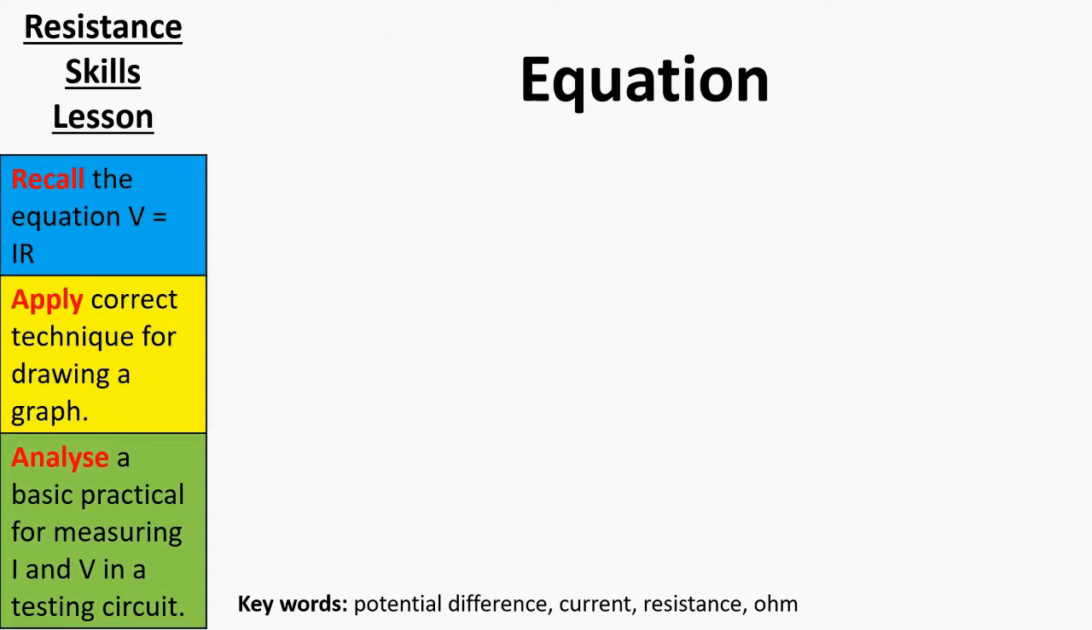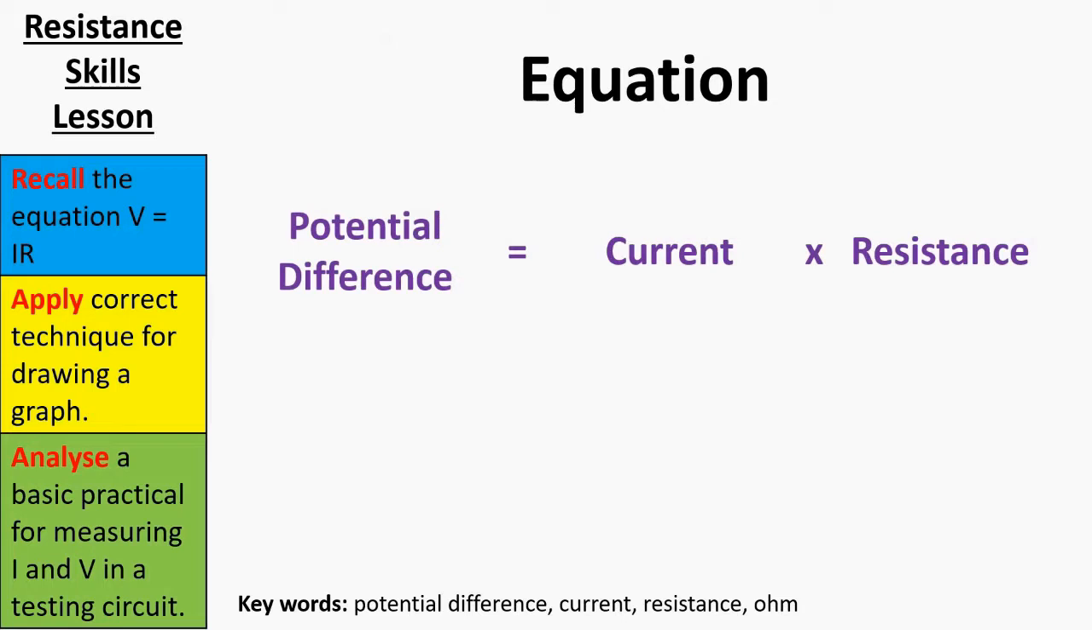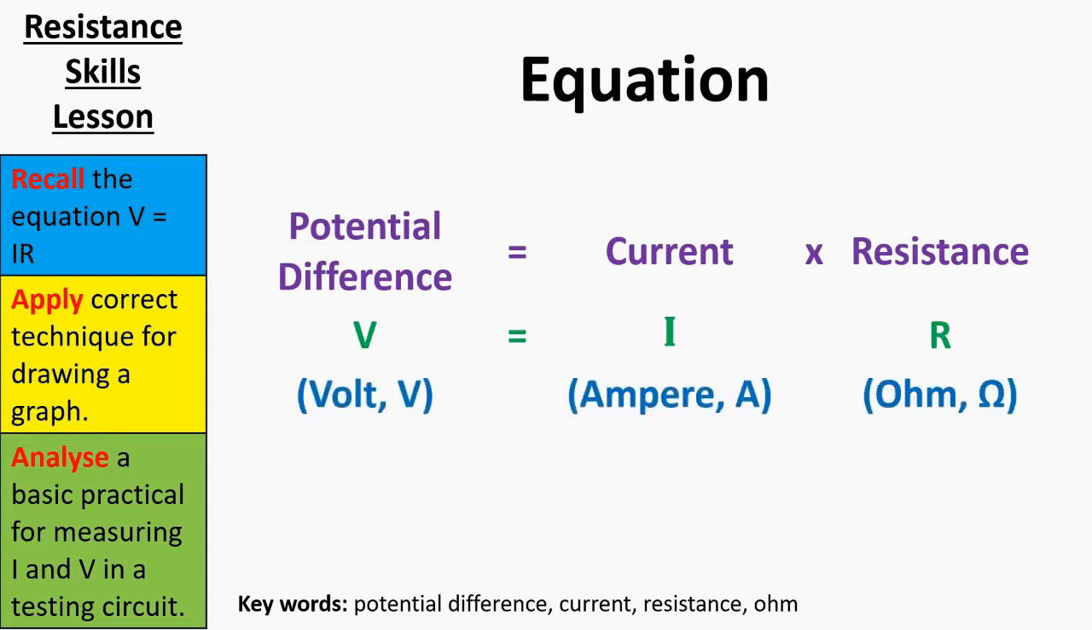Just a little bit of a reminder, the equation that is most important for today is potential difference is equal to current times resistance, or V equals IR, and those units again, volts, amps and ohms. You'll mostly be concerned with this equation today in the format of R is equal to V over I, but we'll get to that later.